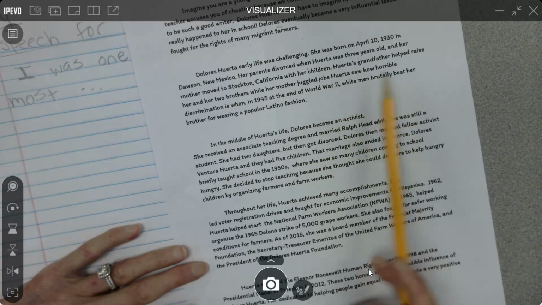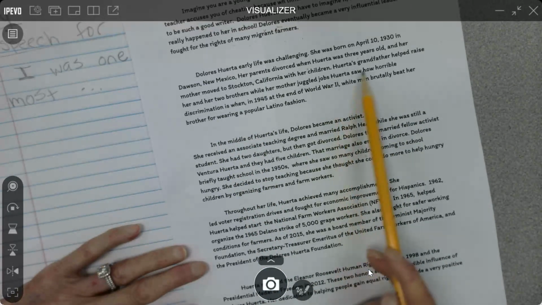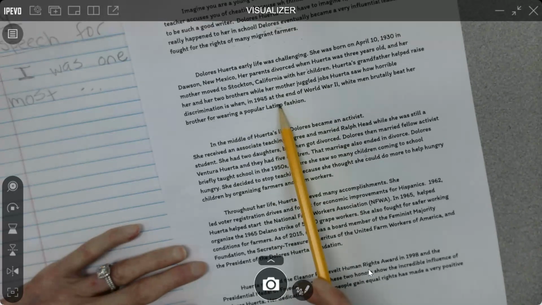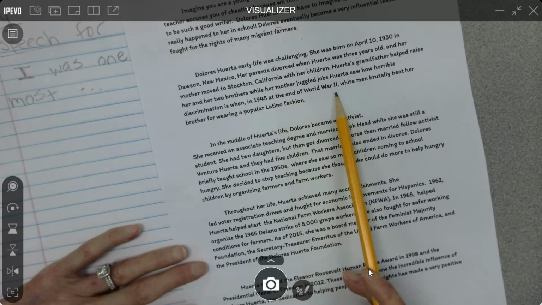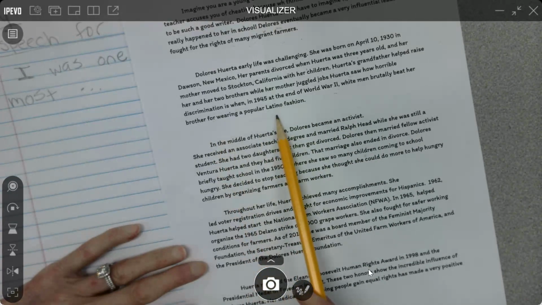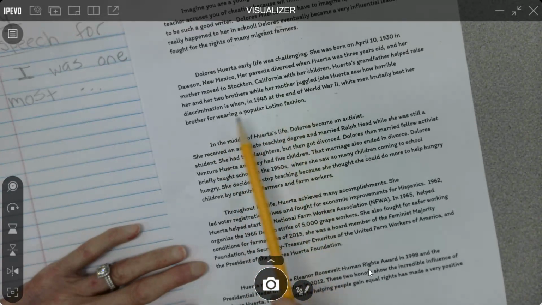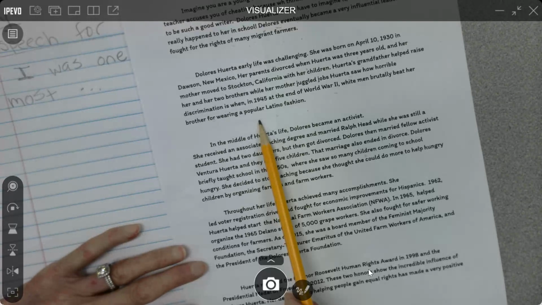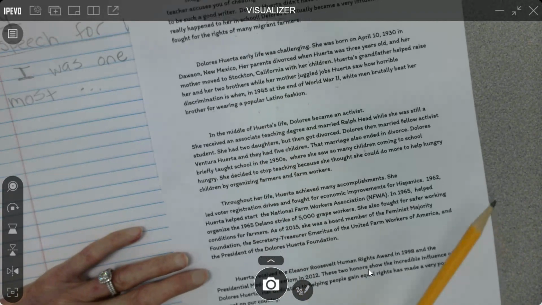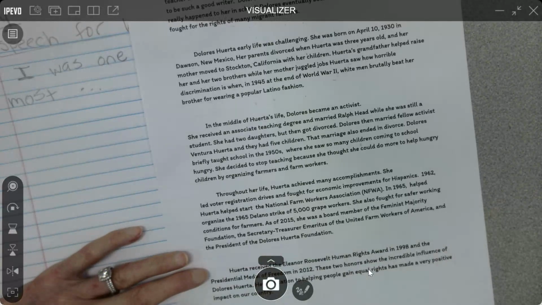And I might want to even add a little bit more about how I saw horrible discrimination in 1945 at the end of World War II, where white men brutally beat my brother for wearing a popular Latino fashion. Because that's a really important part of her life and probably what inspired her to be a leader in fighting for migrant worker rights. And then I'm just going to keep going.